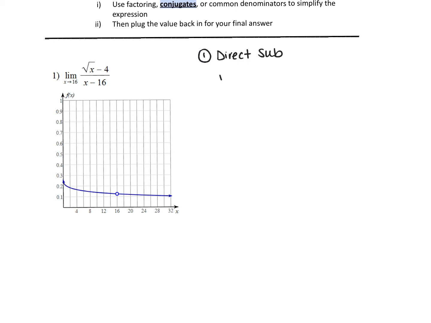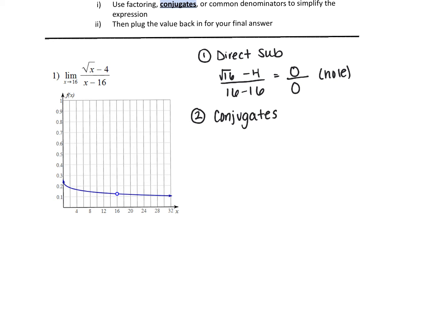So let's plug in 16. So the square root of 16 minus 4 over 16 minus 16. Well, I know the square root of 16 is 4, so 4 minus 4 is 0, and 16 minus 16 is also 0. So this proves that we do in fact have a hole in the graph at that value. So now instead of using factoring to dig ourselves out of this hole, we're going to use a concept called conjugates. And conjugates allow us to simplify the equation. So let's rewrite it first and I'll explain how it works.